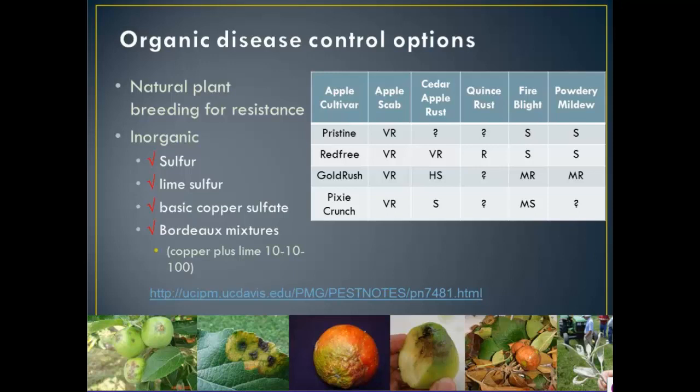You can see here the main thing that they're resistant to. VR stands for very resistant to apple scab. HS is highly susceptible. So if you look at Gold Rush, you can see that it's highly susceptible to cedar apple rust. An R means resistant, S means susceptible, V is for very, M is for moderate, and so you can look through that chart. As I say, when we first started coming out with these disease-resistant apples, I didn't think that the eating quality of them was that good. In fact, most of the other apple cultivars were superior.